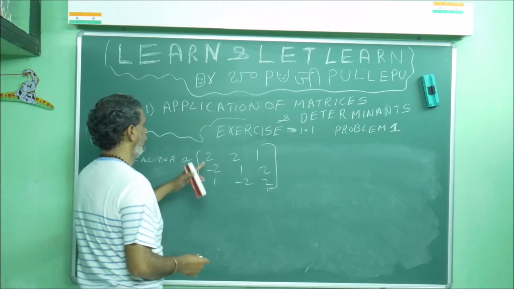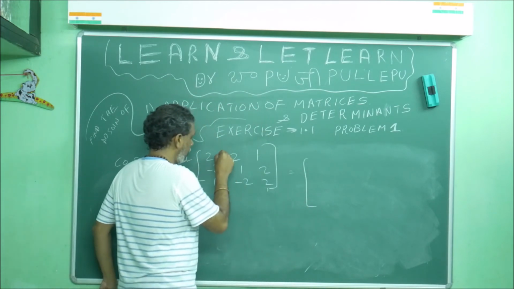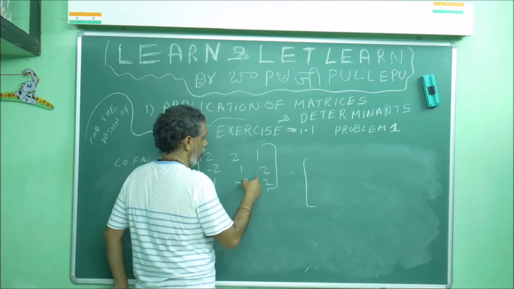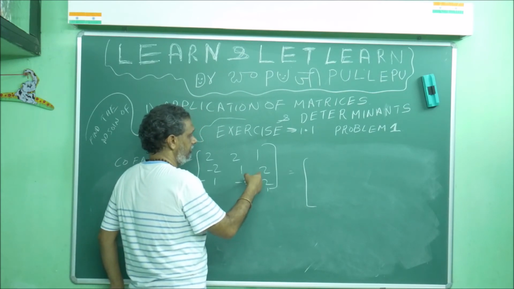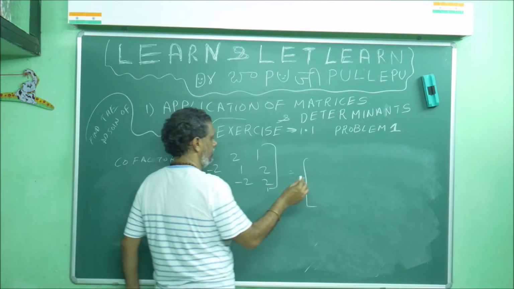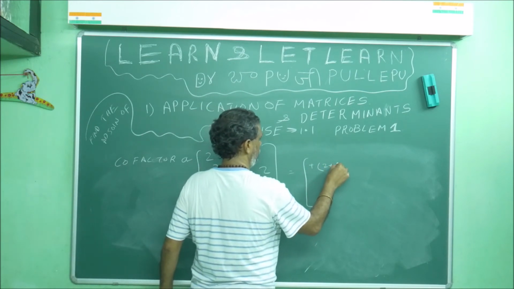Now first cofactor of 2, this 2, what you will get? Leave this column, this row, what you will get actually? 2 into 2, 2 AD minus BC. In formula 1 minus, already 1 minus, so minus minus plus. So what you will get? Start with plus 2 plus 4.